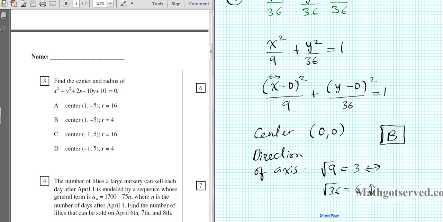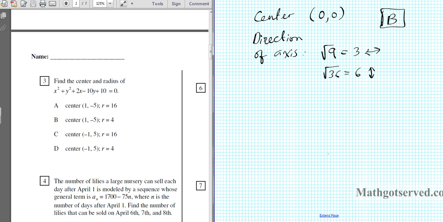Now let's take a look at question number 3. Question 3 says find the center and radius of that conic right there. So let's go ahead and write it down. We have x squared plus y squared plus 2x minus 10y plus 10 equals 0. Now this is clearly a circle because you have two squares with a plus, and the coefficients are both identical for the squares, so this is going to be a circle.